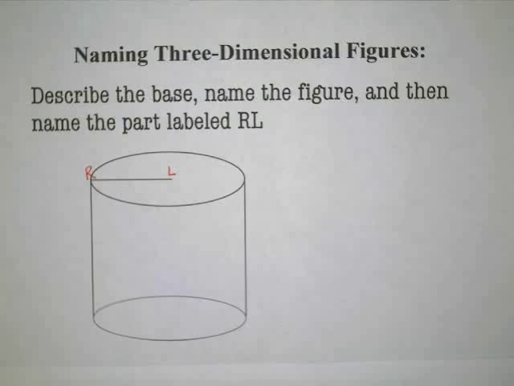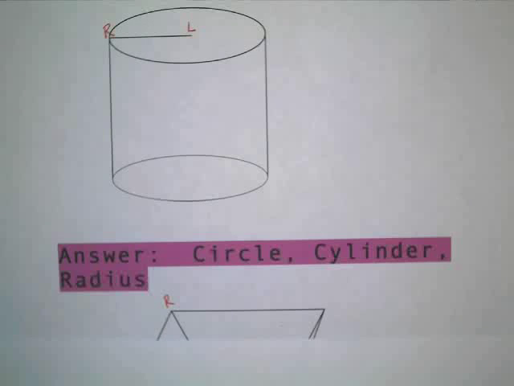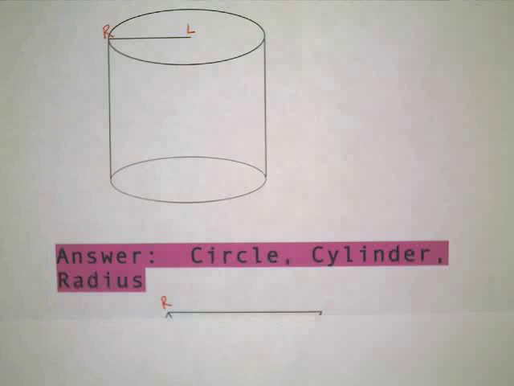So, who can tell me what the base is called? Garrett? A circle. And what is the name of our figure? Connie? And then what is RL? Katie? Nope. Kelsey? The radius. So we would label our answer like this. Circle, cylinder, radius. Pretty simple, right?